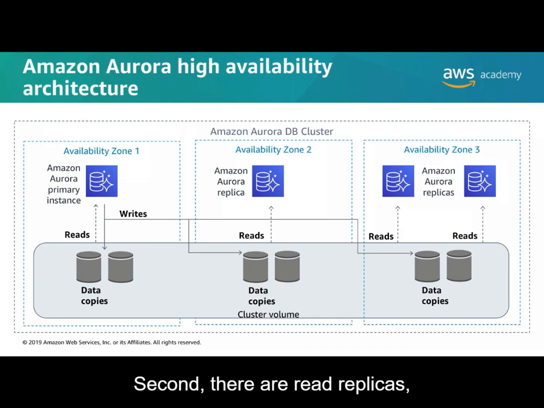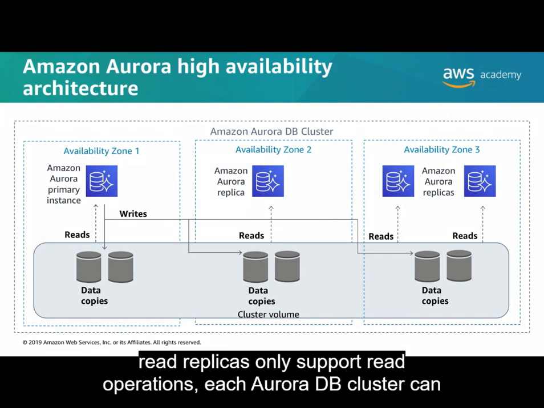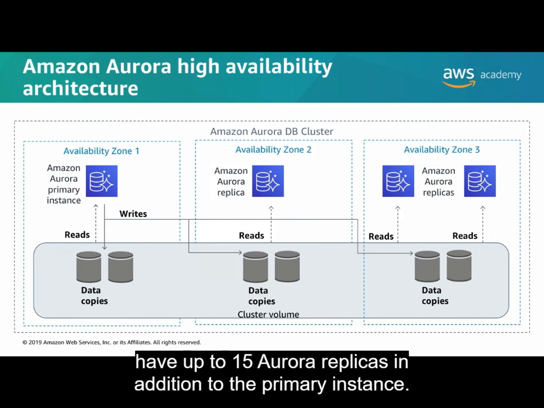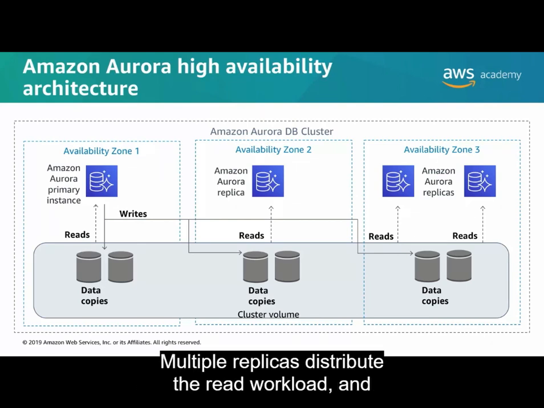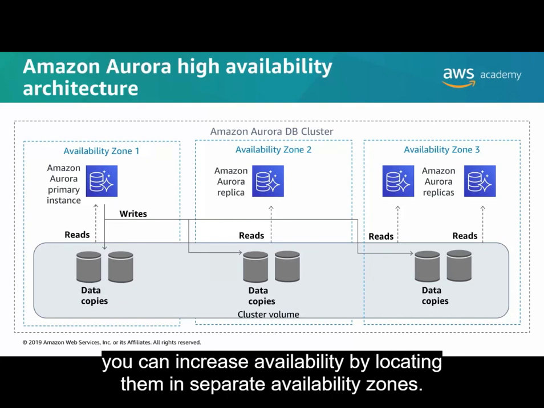Second, there are read replicas. Read replicas only support read operations. Each Aurora DB cluster can have up to 15 Aurora replicas in addition to the primary instance. Multiple replicas distribute the read workload, and you can increase availability by locating them in separate availability zones.